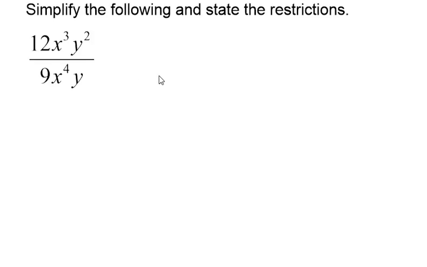In this example, we'll be reviewing simplifying a rational expression. We don't really have any addition or subtraction, and we're focusing mainly on isolating like pairs of terms in order to simplify. If I look at the example I have here of 12x cubed y squared divided by 9x to the 4 y, I can see that I've got some like groups that match up quite nicely.